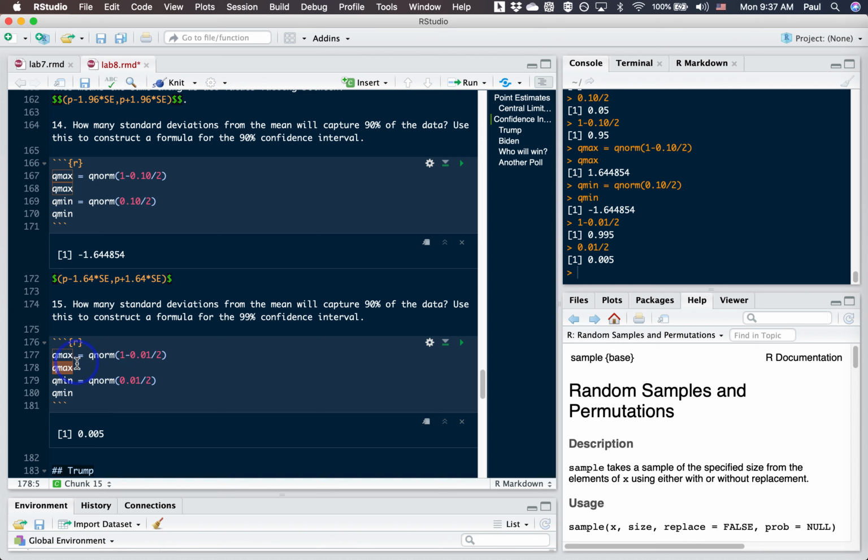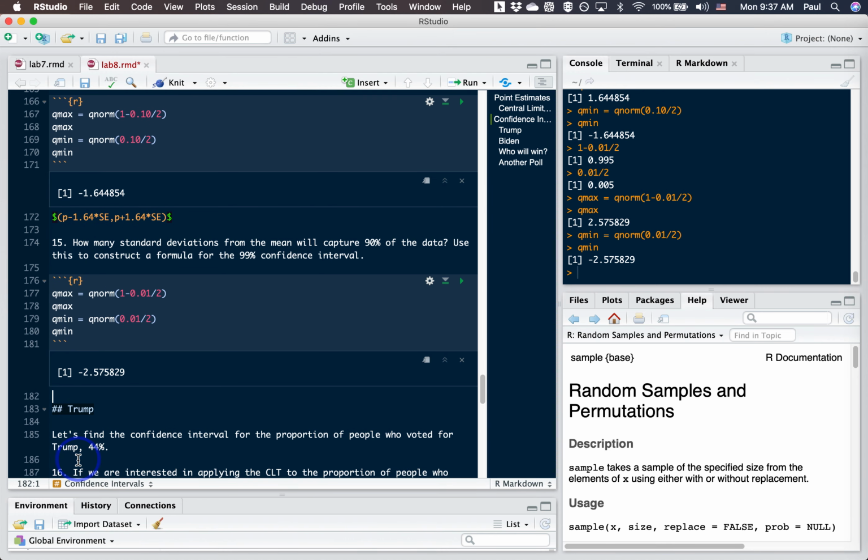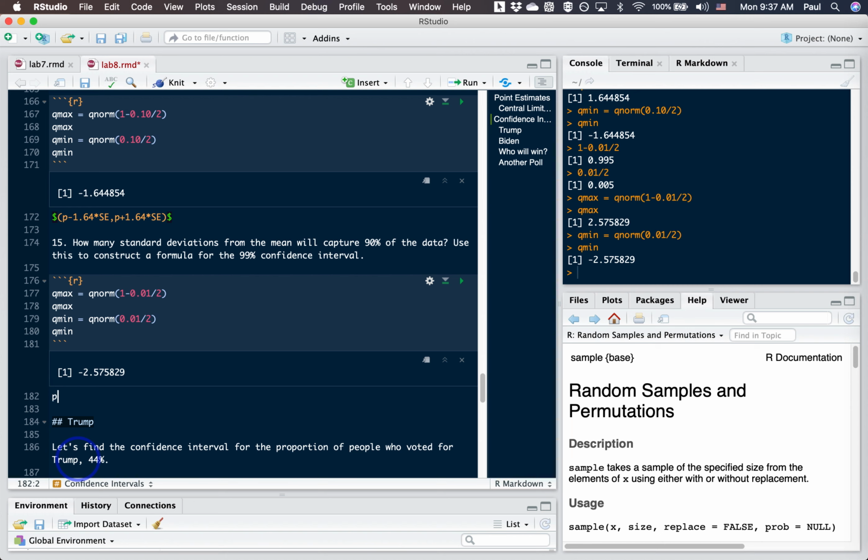And if we want to find out what range of our actual data, it'll be from p minus 2.5758, really 2.58, times the standard error, and p plus 2.58 times the standard error. Let's put that in an equation so it looks nice.